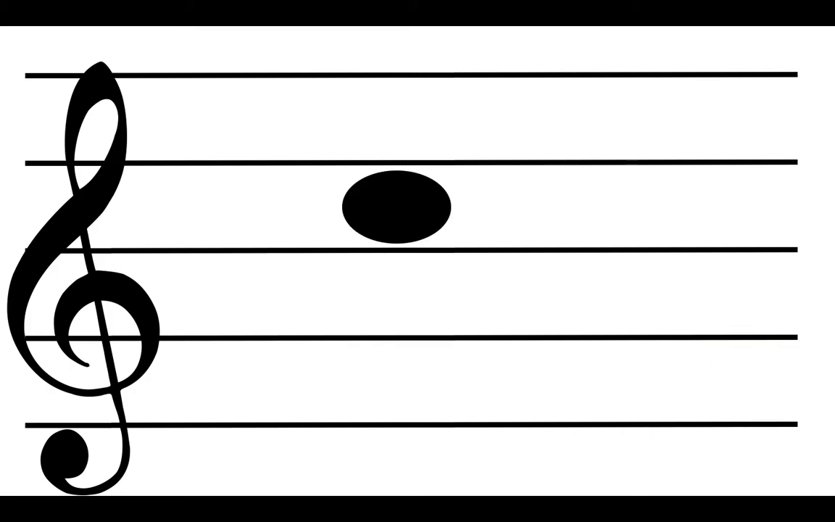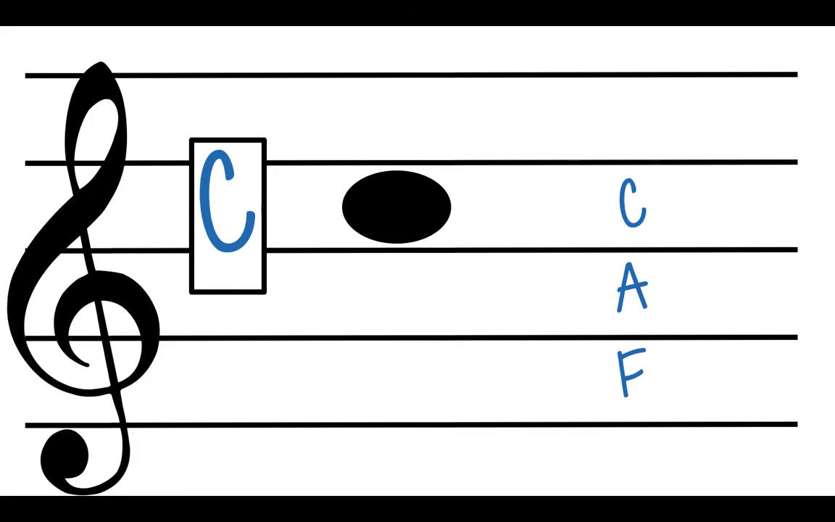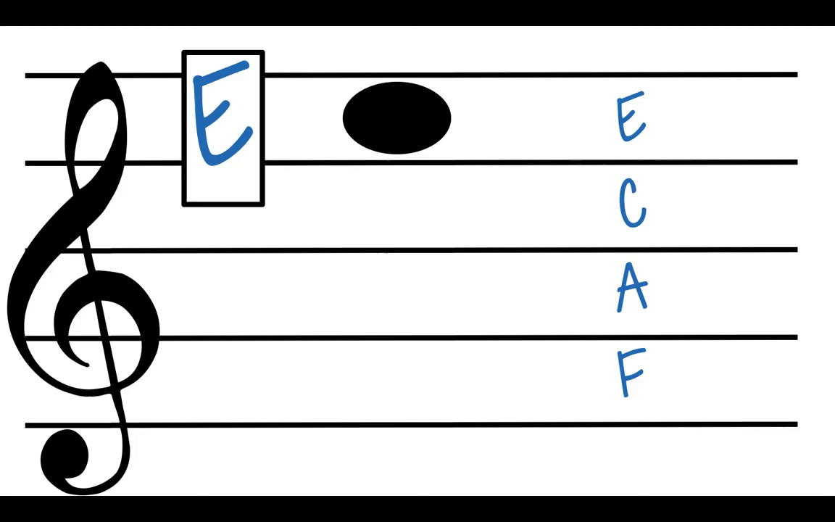Line note or a space note? This note is a space note, so since it is a space note, we spell out the word face. F-A-C. Our note is C. And one more. Is it a line note or a space note? It is a space note, so we spell out the word face. F-A-C-E. This note is E.